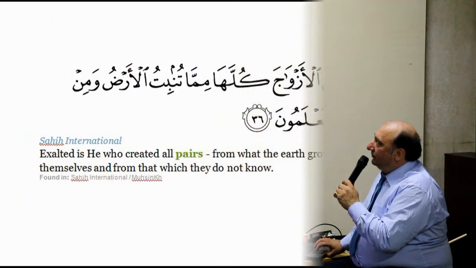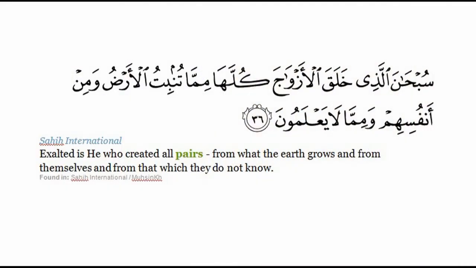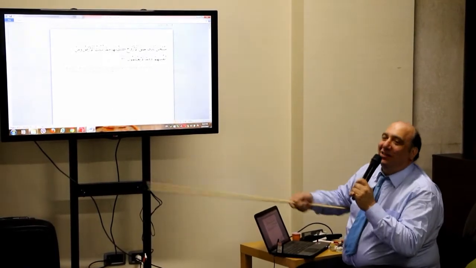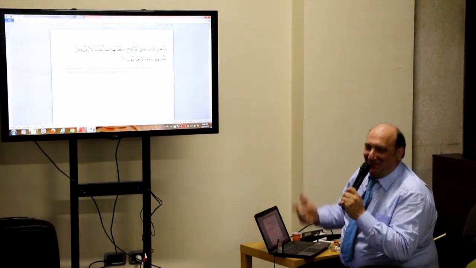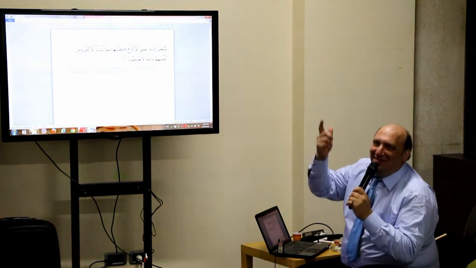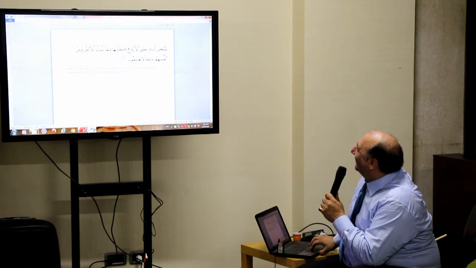Now we will look at what it is telling here, very strange. He created all pairs, male and female. What the earth grows from plants, from your own selves, and we are male and female, and from things you do not know. Even this he made male and female. Even things we don't know, he made them male and female. Okay.